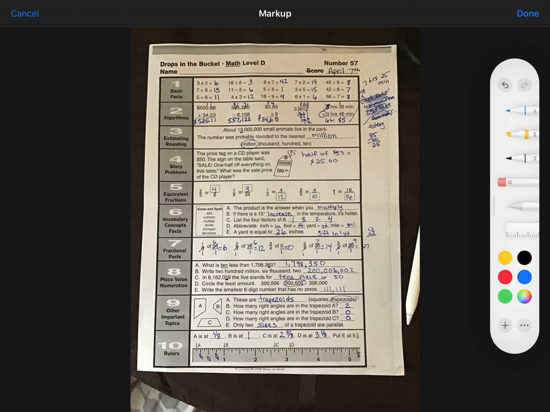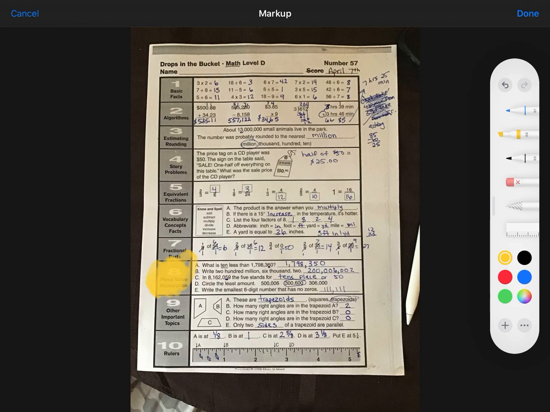3/4 of 0 equals 0. 2/5 of 35 equals 14. And 3/4 of 36 equals 27. Okay, I haven't used my markup tool in a while, so we are here if you lost track.